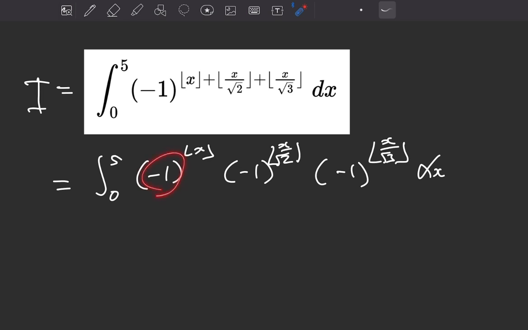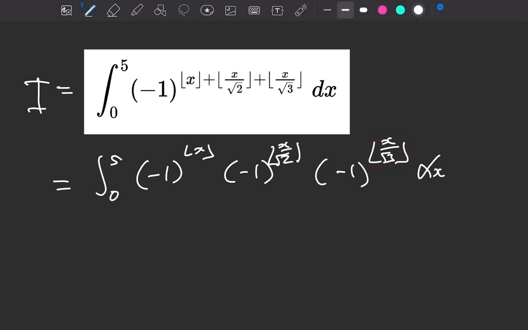Because it's minus 1 to the power of something, all of these are either going to be 1 or minus 1, depending on whether our exponents are even or odd. These will cycle through being even and odd. For the first one, depending on whether x is even or odd, and for here, whether it's between an even multiple or an odd multiple of root 2, and same idea here but with root 3.